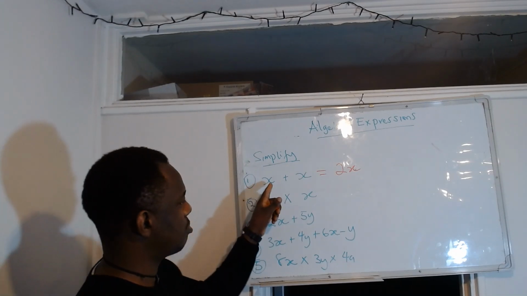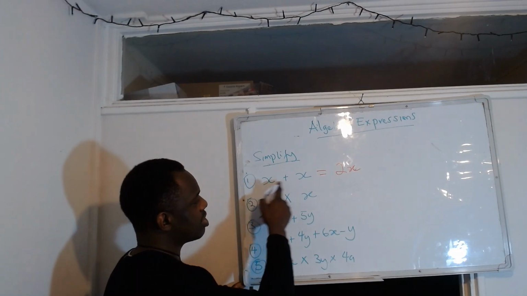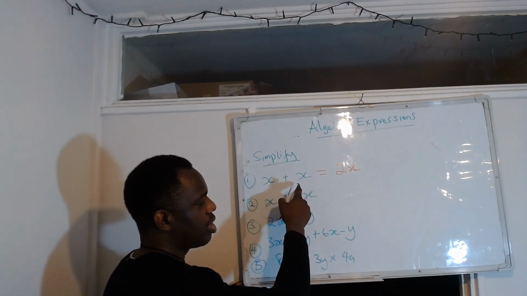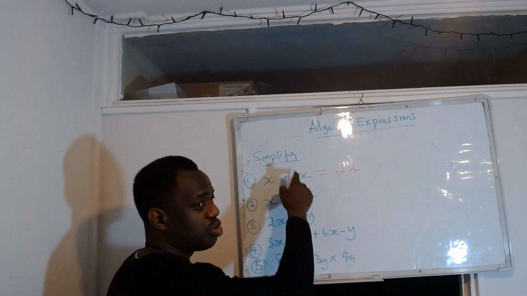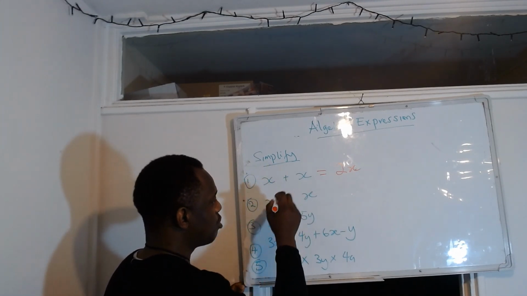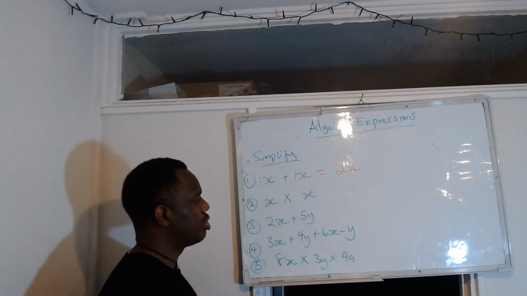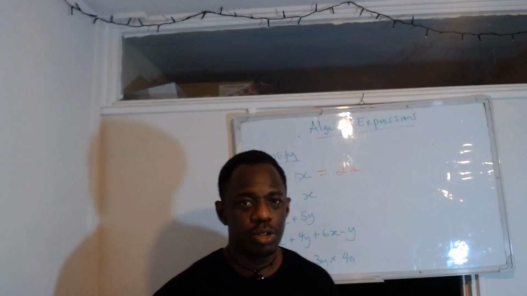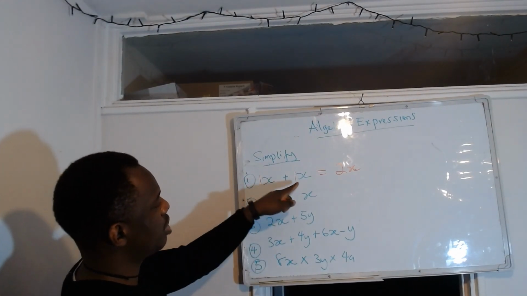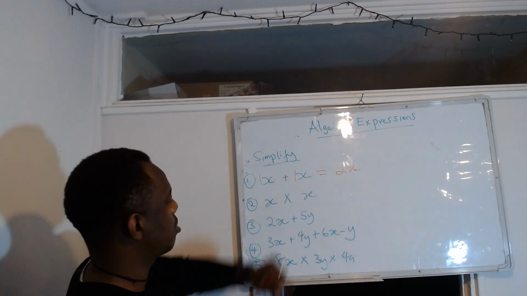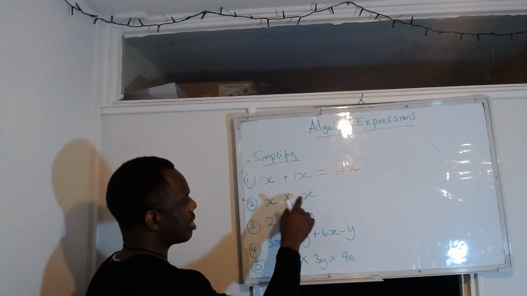Also I must tell you that in front of these single letters, if there is a number, that number is called a coefficient. If there's no coefficient in front of it, there's an invisible 1 there. So that means 1x, but by convention we don't tend to write it. So 1x plus 1x is 2x. Okay. Now, how about x times x?